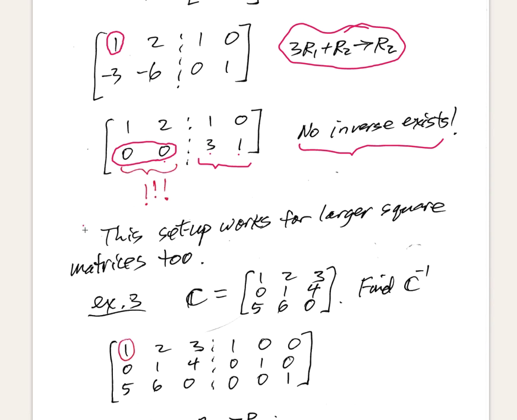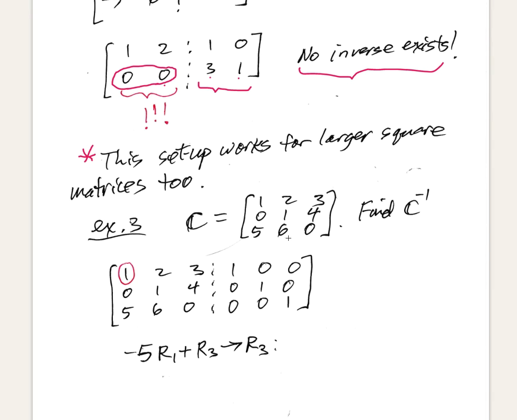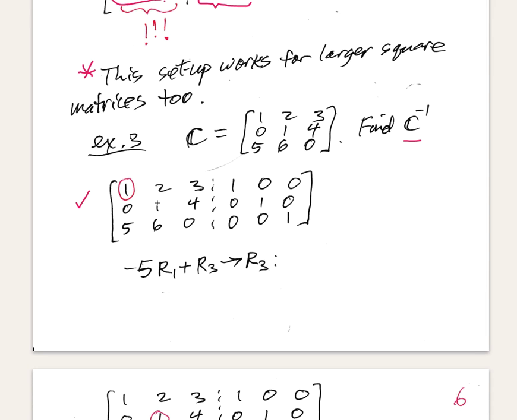Now, I want to say that this setup works for larger square matrices too, so I'm just going to do one of these real fast. Here I've got this C reading across: 1, 2, 3, 0, 1, 4, 5, 6, 0, and I want to find C inverse. So my setup's going to look like this. I've got C to the left-hand side of the dashed vertical line. On the other side, it is what? The 3 by 3 multiplicative identity. You see I'm dealing with a 3 by 3 matrix, so on the right-hand side, I've got I sub 3.